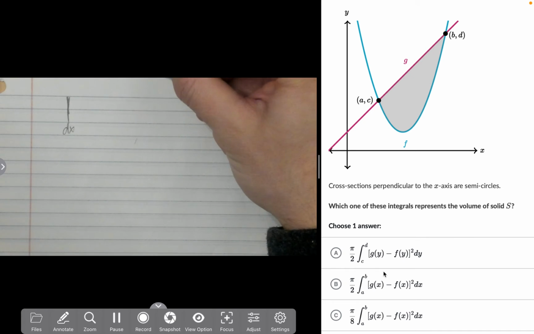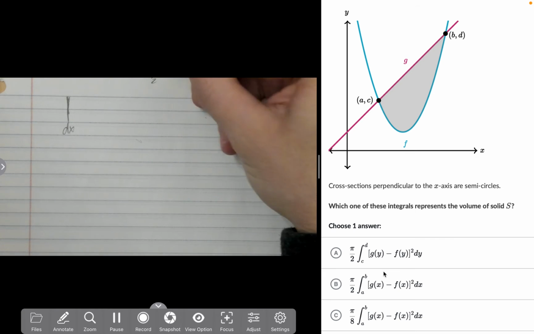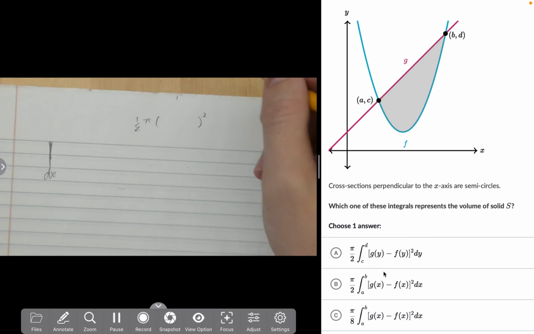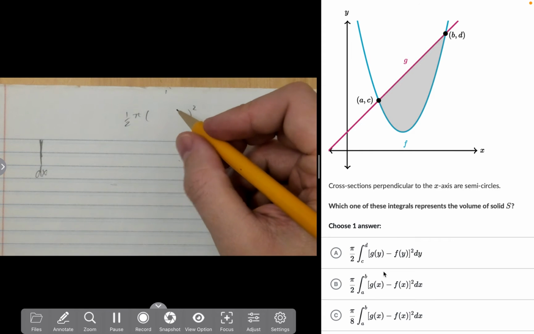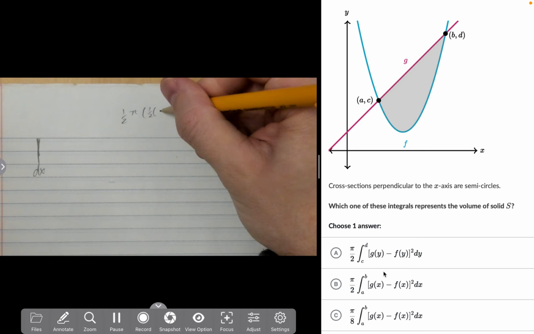Again, the area of a semicircle is 1/2 pi r squared, and the radius is 1/2 of the distance between those two functions.